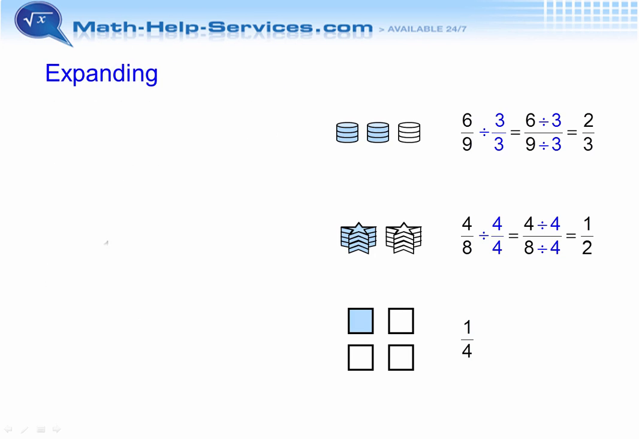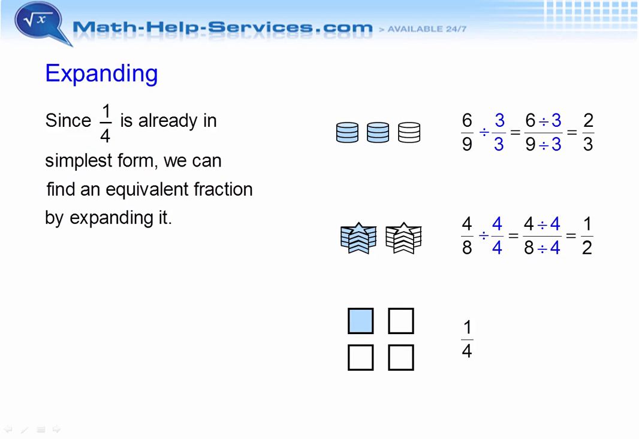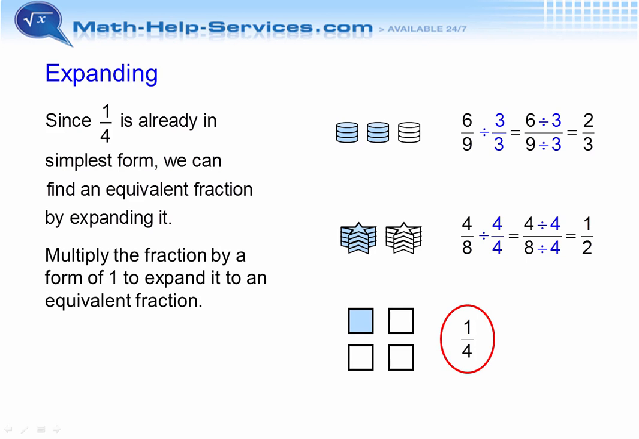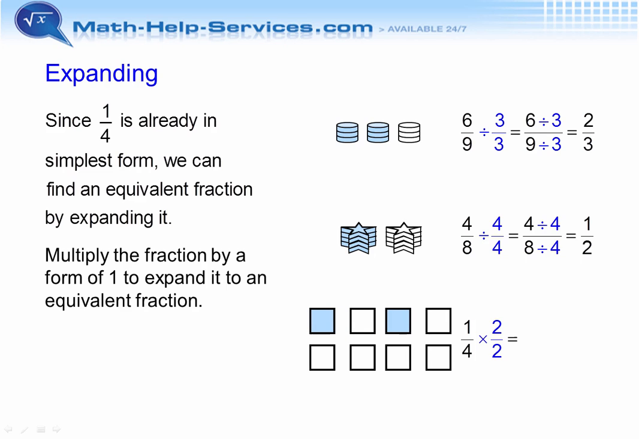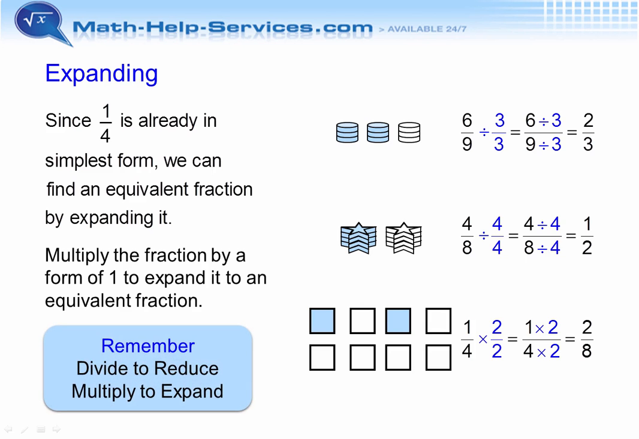Expanding. Since 1/4 is already in simplest form, we can find an equivalent fraction by expanding it. Multiply the fraction by a form of 1 to expand it to an equivalent fraction. So here, I'll multiply by 2/2, essentially doubling it. So we get 2 in the numerator and 8 in the denominator. Notice we now have 8 squares and 2 of them are shaded blue. Remember, divide to reduce and multiply to expand.